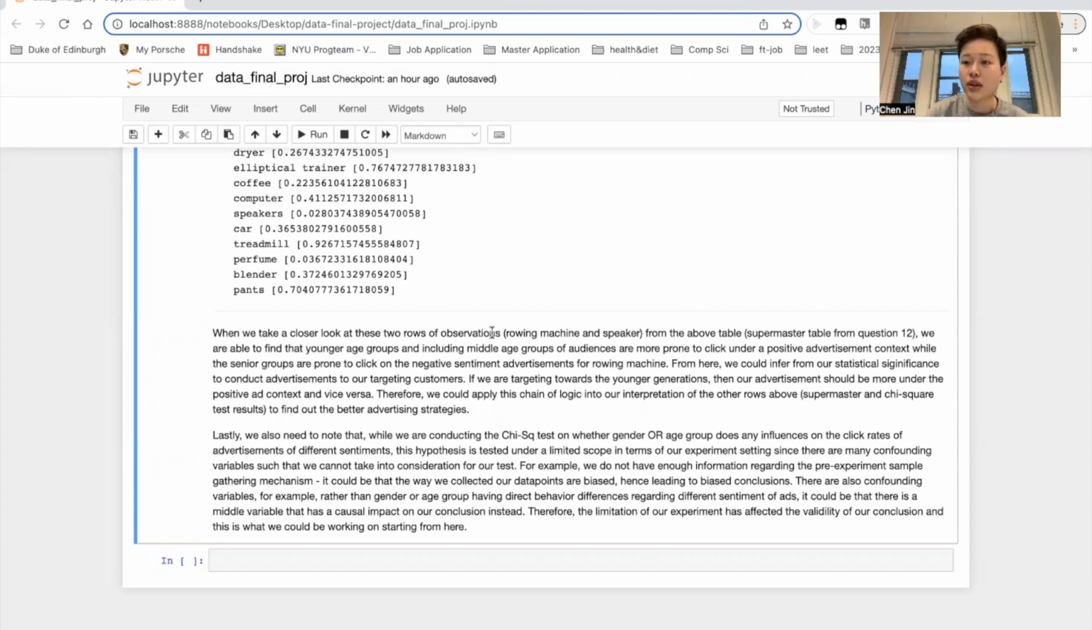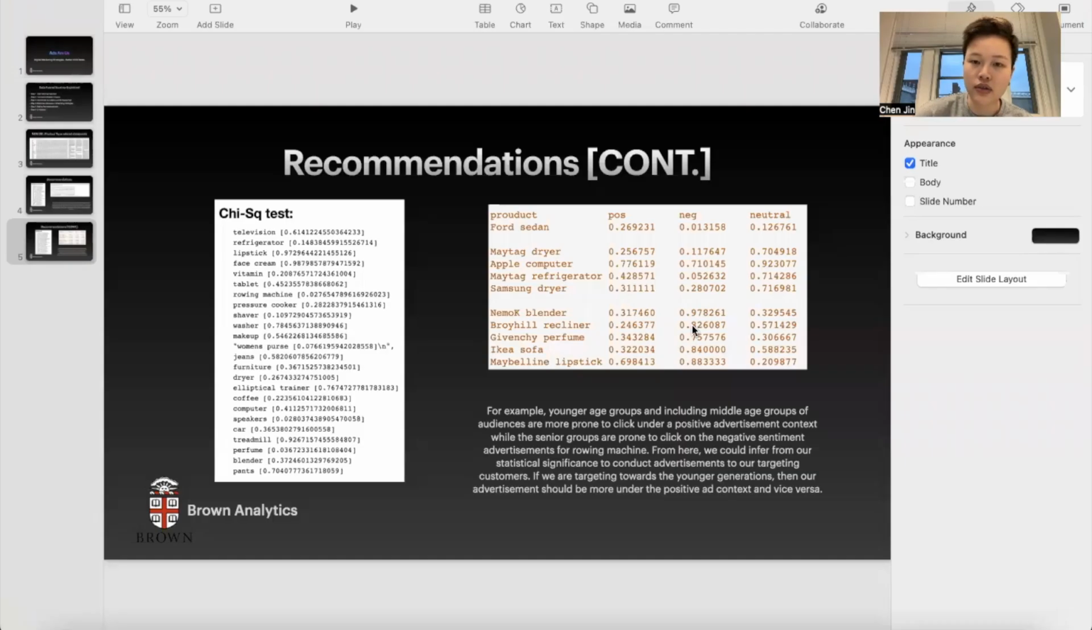There are also some confounding variables. For example, some of the middle values lead a certain age group to act differently on certain advertisements, and there are a bunch of these confounding variables that could be influencing our results. This is something that we should be paying attention to, and in the future we should of course establish a better experiment setting in terms of conducting the chi-square test and other hypothesis testing. But overall, it's very informative, and these are some of the recommendations for the way that ads could be potentially beneficial or profitable in terms of marketing strategies.